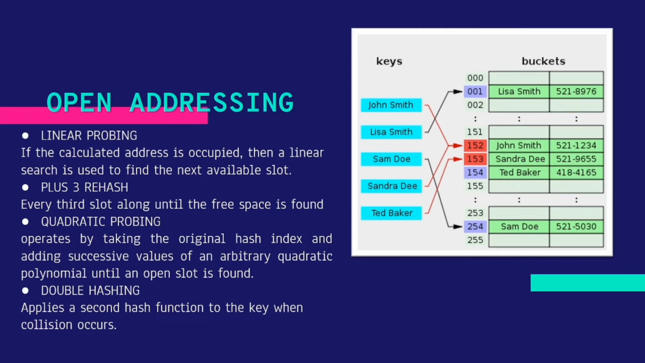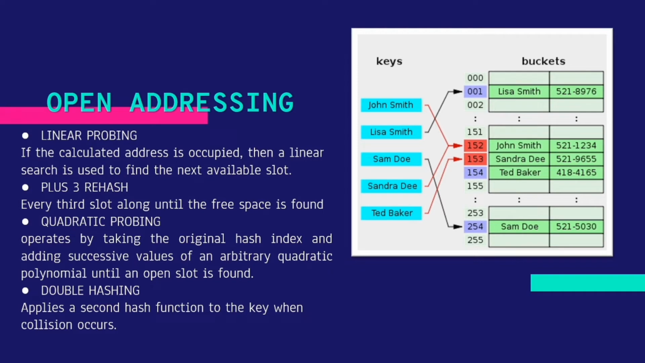For instance, we have here a specified hash table. There are 5 keys to be inserted in the buckets: John, Lisa, Sam, Sandra, and Ted. First, in order for us to get the index of these keys, we're going to use hashing algorithms. As you can see here, the computed index of John Smith is 152, so that is where it goes. While Lisa is at index 1.